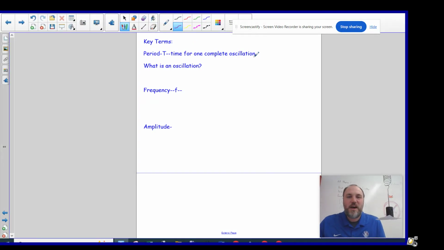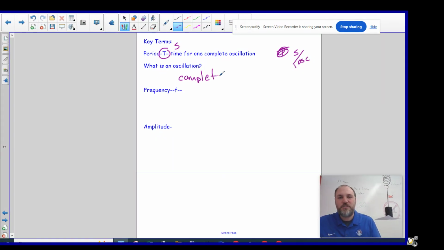Period, we know, is the time for one complete oscillation. So this is like seconds per oscillation. Oscillations is a countable number, right? So it's not a real unit. So we describe period as just being seconds, but it's really seconds for one oscillation. And an oscillation is just a complete cycle, right? So it has to do everything that it's going to do in its cycle before it repeats itself.